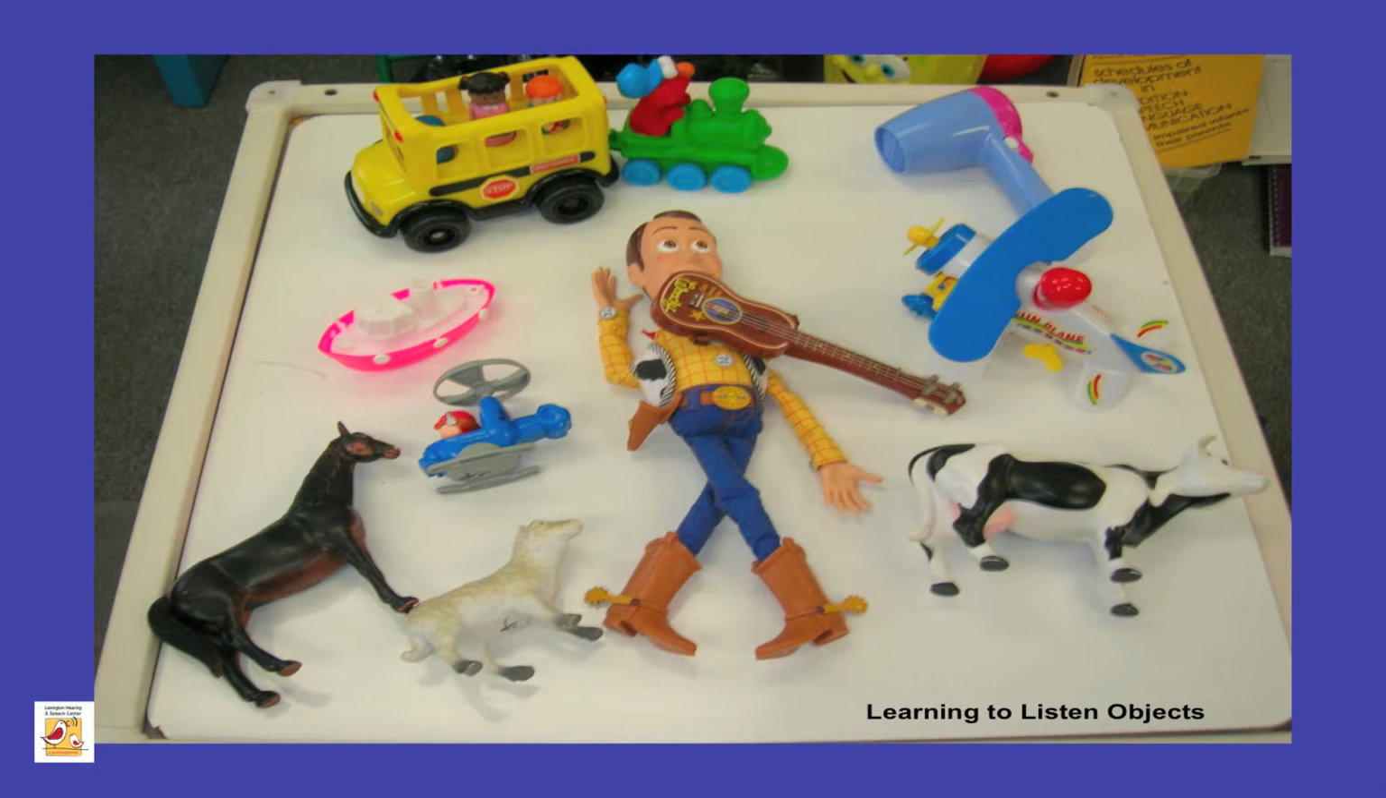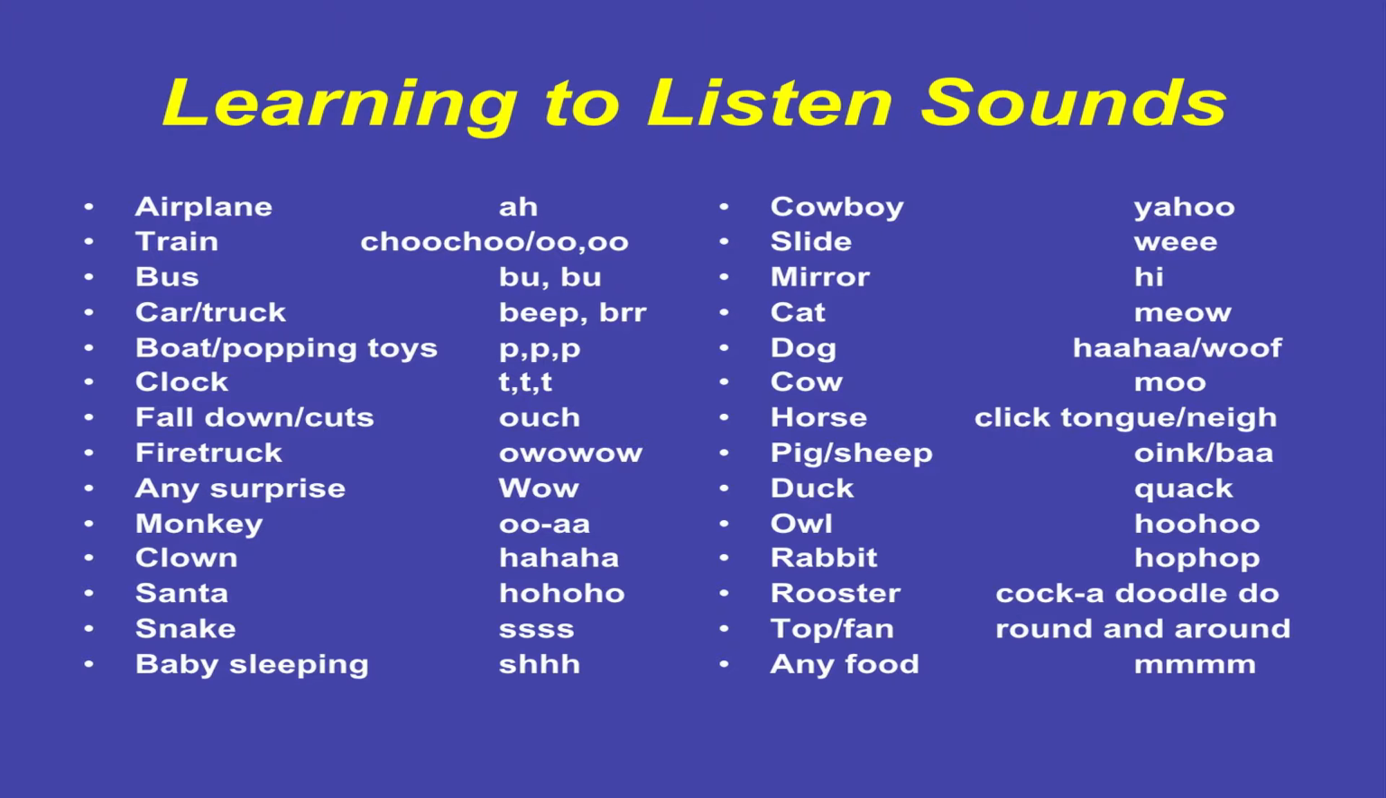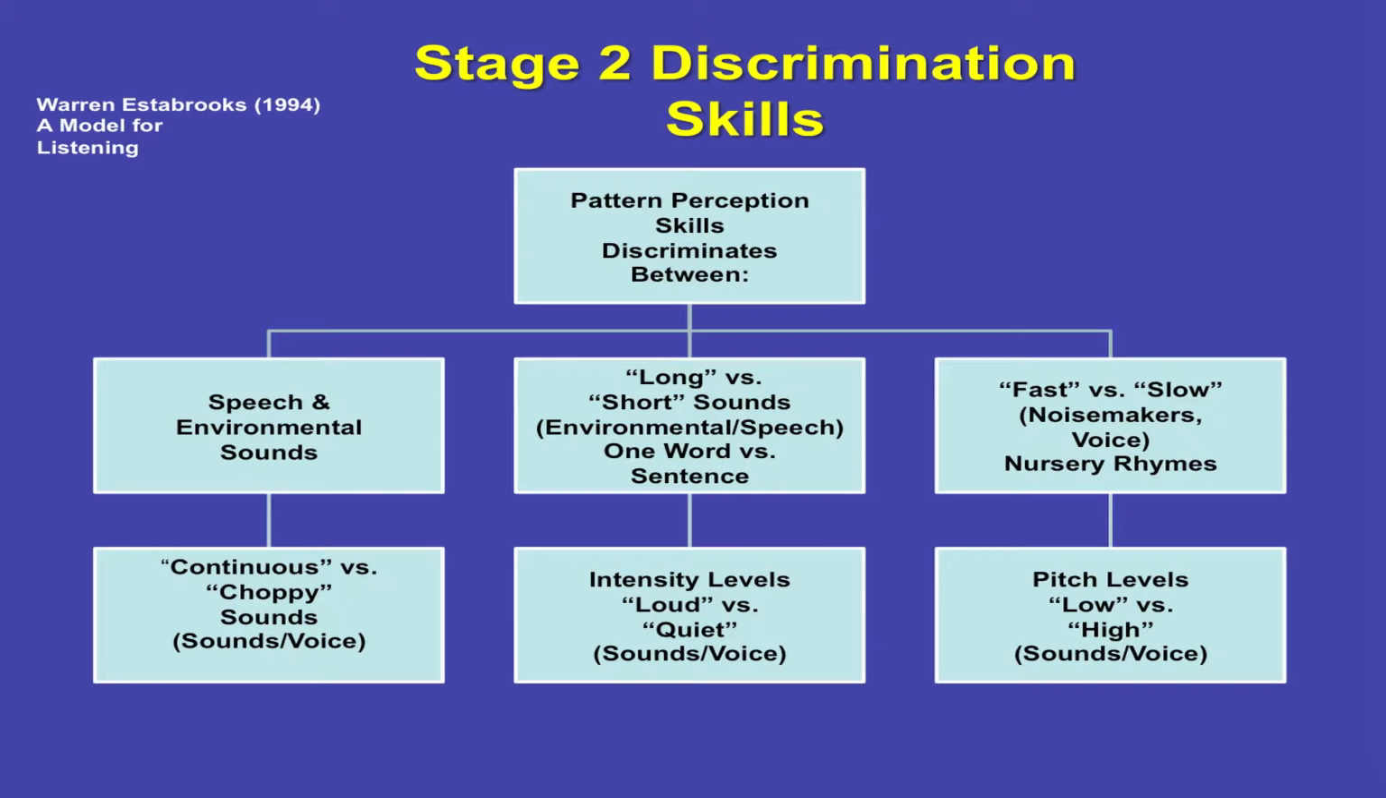Here are some objects representing the learning to listen sounds. I ask each family to collect these objects and store them in a box for listening practice. Here is a list of objects and corresponding sounds. Here is a chart of discrimination skills to be developed. These include discriminating between long and short sounds, fast and slow sounds, loud and quiet sounds, continuous and choppy sounds.